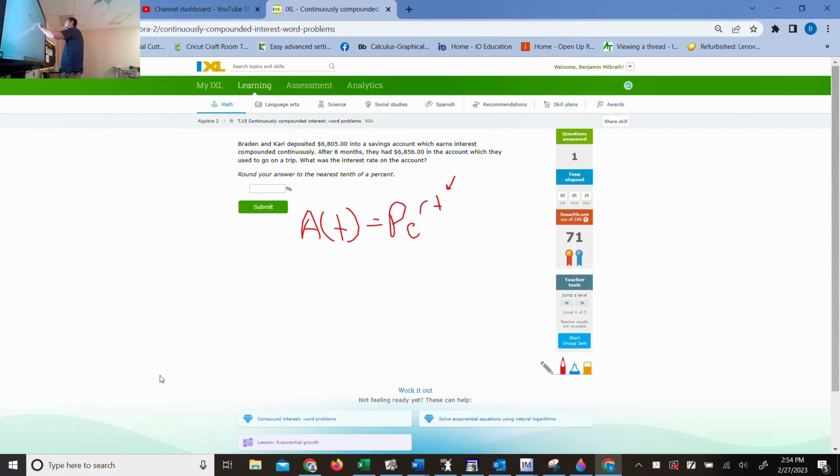And T is in years. So you're 8 months. You put it over 12. You reduce the fraction, 2/3 of a year, because I don't think they're asking for monthly interest rate, but I could be wrong.